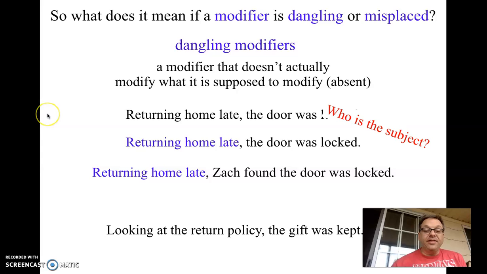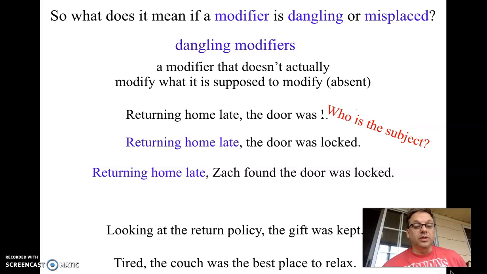A couple other examples, looking at the return policy, the gift was kept. Again, right, this sort of gerund here, looking, right? The gift cannot do that, just like the door cannot return home, right? So we know we're missing some subject. Looking at the return policy, I decided to keep the gift. I might rewrite the sentence, right? Another example, tired, the couch was the best place to relax. So who is tired? Well, a person, right? Although this one, it could easily be an animal as well, right?